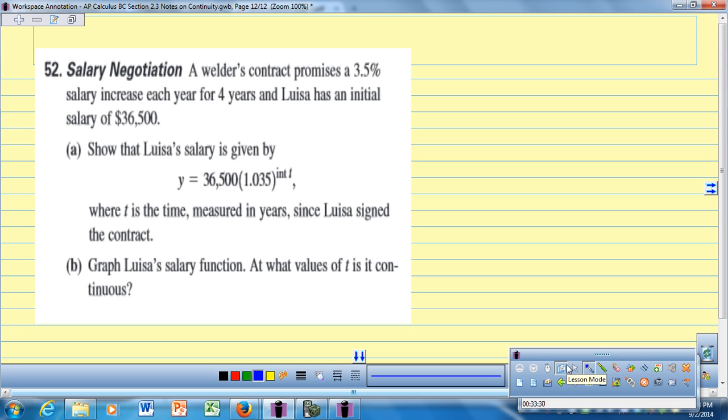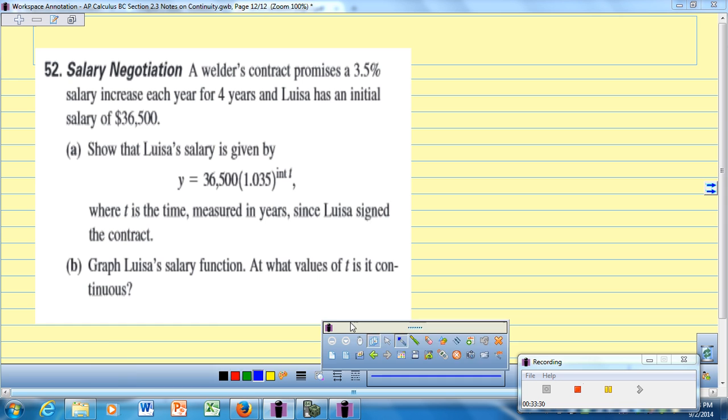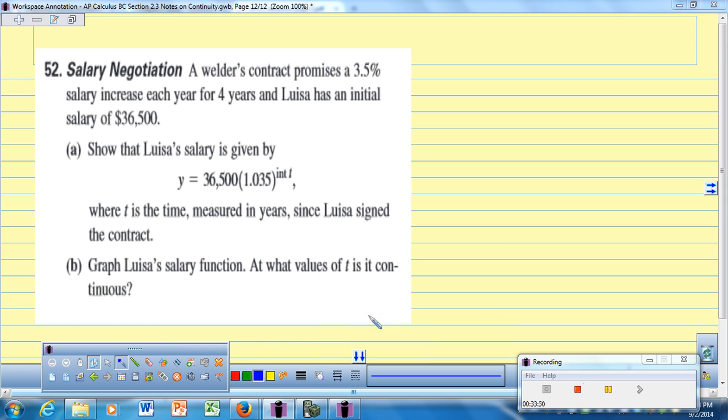Number 52 is the salary negotiation problem. So it says a welder's contract promises a 3.5% salary increase for each year for 4 years, and Louisa has an initial salary of $36,500. Show that Louisa's salary is given by y equals 36,500 times 1.035 to the greatest integer of t.